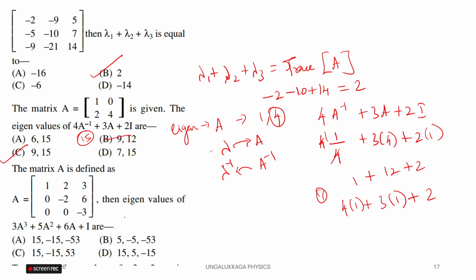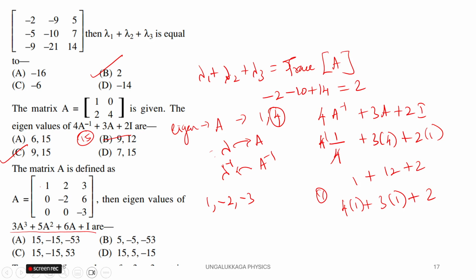Then we have a matrix A which is defined. Note it down, it's an upper triangular matrix, so the eigenvalues are nothing but the diagonal elements. 1, minus 2 and minus 3 are the eigenvalues. They asked to find the eigenvalues of 3A square plus 5A square plus 6A cube.